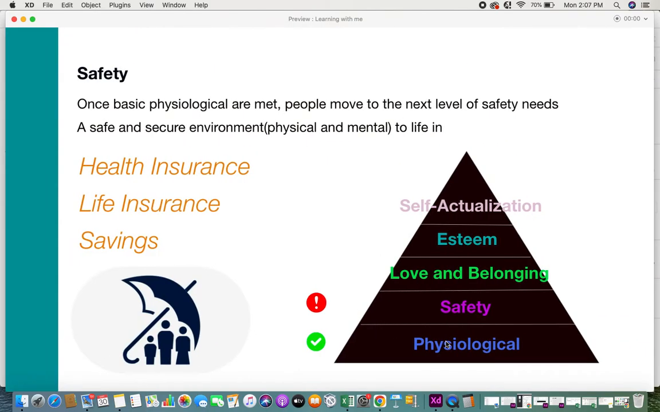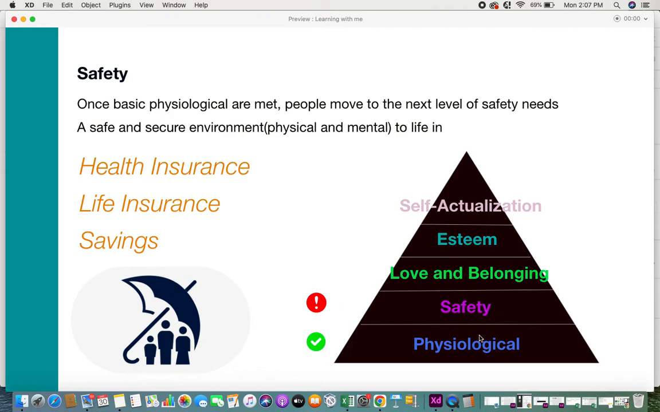The next one is safety. Once the basic psychological needs are met, people move to the next level of safety needs. Human beings would definitely seek a safe and secure environment. It can be physical, it can be even mental. The environment they live in, the locality that they live in, should be safe and secure. Also, for their day-to-day needs, for their activities, and for life events, they need to have some amount of security. This is the second level in the hierarchy.